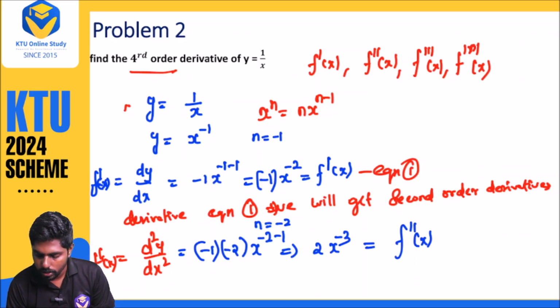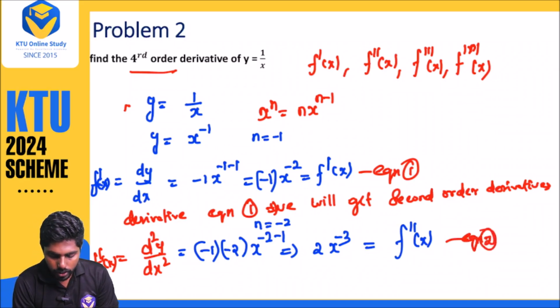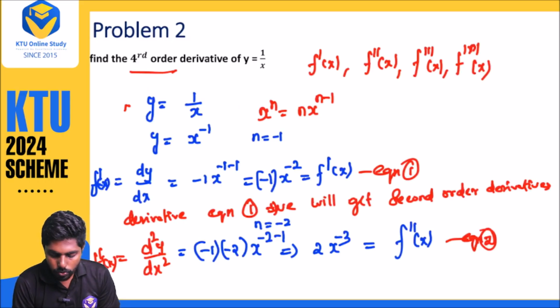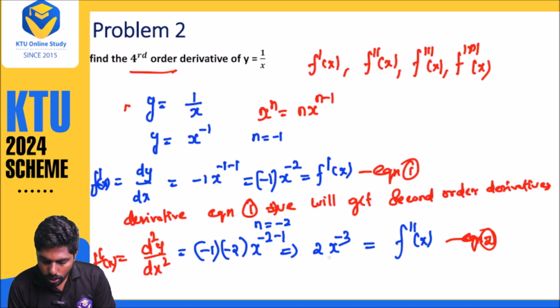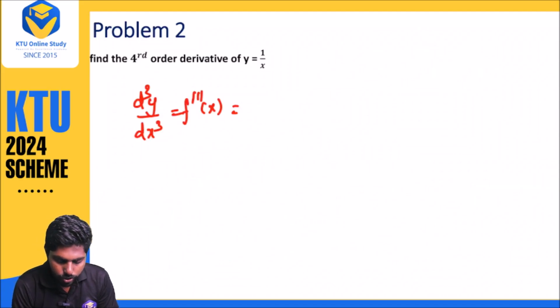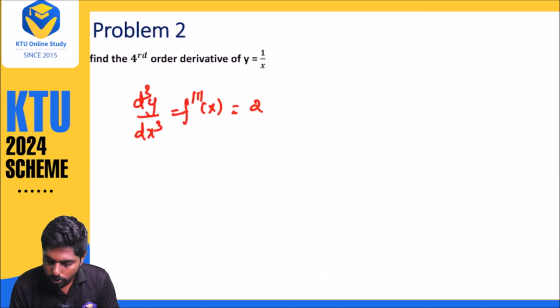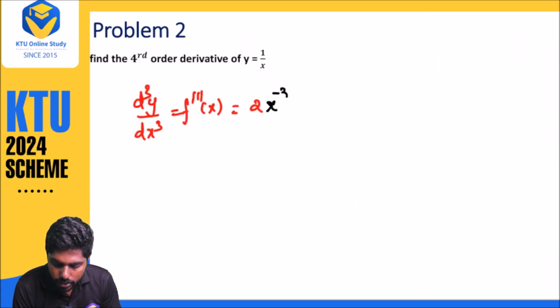This is equation number 2. Now we want to identify the third order derivative, that is d cube y by dx cube, that is f triple dash of x. Here 2 is a constant, so no need to change anything. Now what is n here? n equal to minus 3. So the formula will become x power minus 3 minus 1.